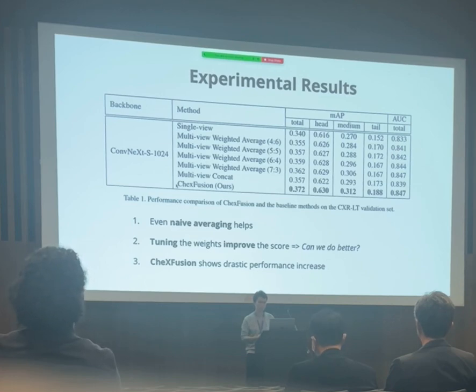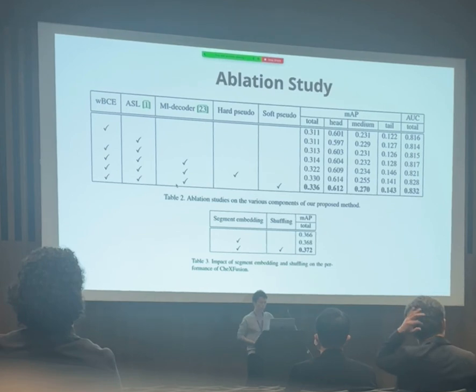So it means that a sophisticated way of using multiple views is essential for a better score. And that was really the inspiration for this paper, where we tried to use transformers for a more sophisticated way of using multiple views, and it showed a drastic performance increase compared to naive models. And these are some ablation studies where we verified that each of the methods presented in the previous slides contributed to the performance increase.